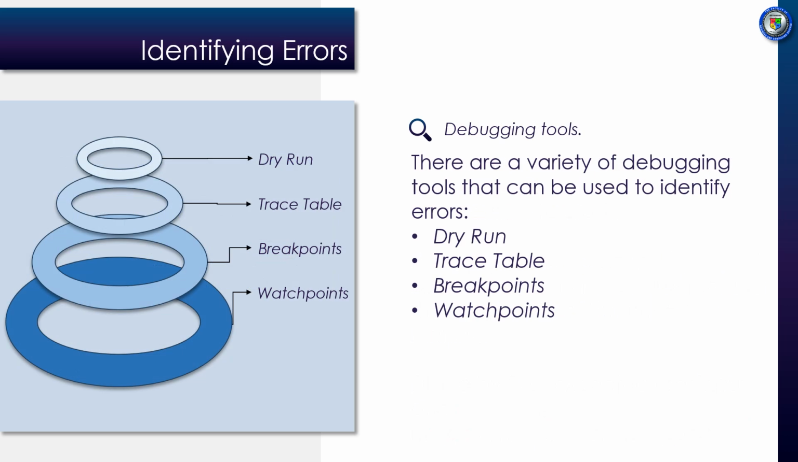When identifying errors, there are a number of tools that we would use. These are called debugging tools. The debugging tools that can be used to identify errors are dry runs, trace tables, breakpoints, and watch points. We will look at each of them in turn.